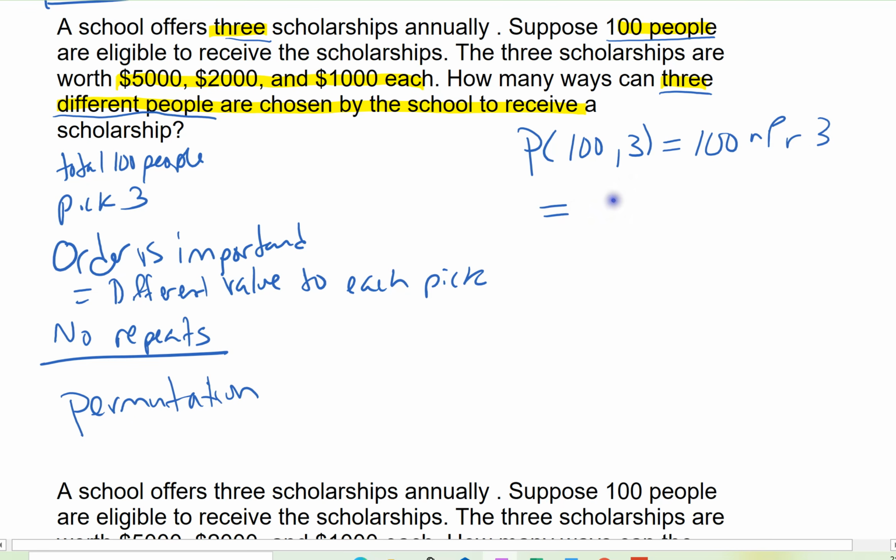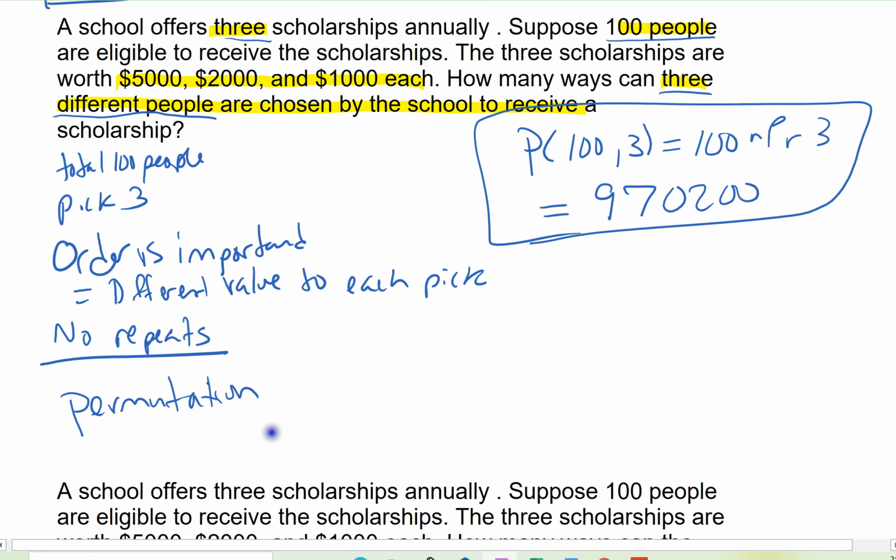Which again is a really big number. This would be very hard to list. It comes out to 970,200. Now there is an alternative to the permutation. Remember, for a combination you have to use the combination formula. For a permutation, you don't have to.